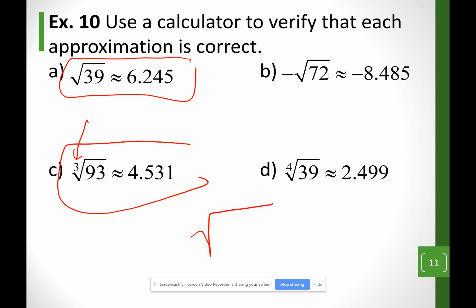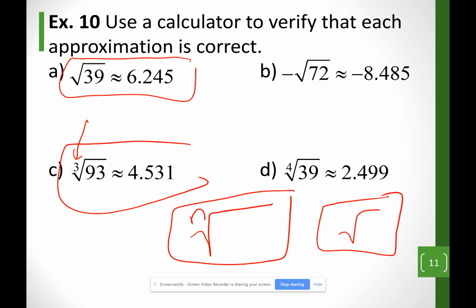You might have a key that has this symbol. That's how you're going to use the non-square roots. Some of the keys on your calculator might have an x. So it's just for you to practice using your calculator.